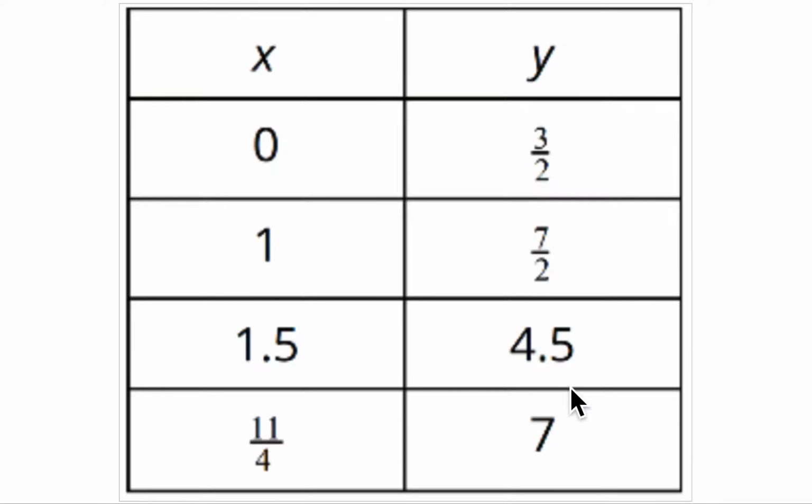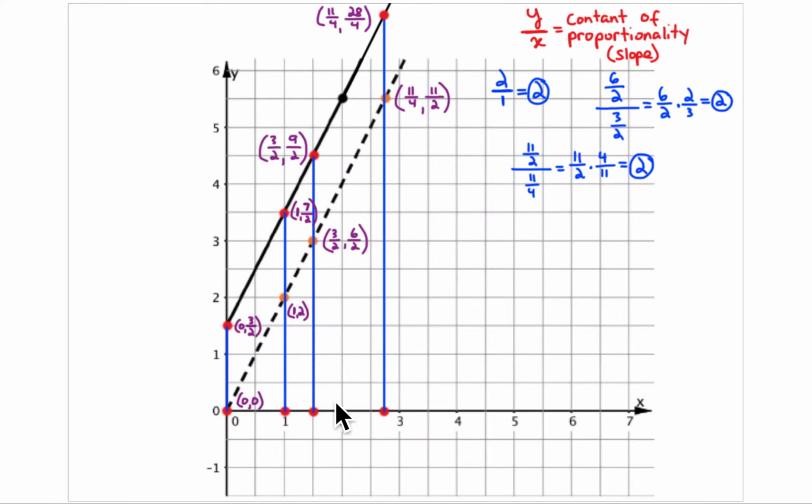Now I'm going to use this table, and I'm going to use these last 2 points here. So we're going to start at 4.5 and go to 7. On the x-axis, we're going to start at 1.5 and go to 11/4. And remember, 11/4 is 2 3/4. So we're going to use these last 2 points up here.